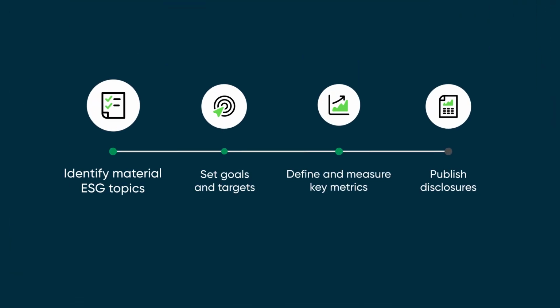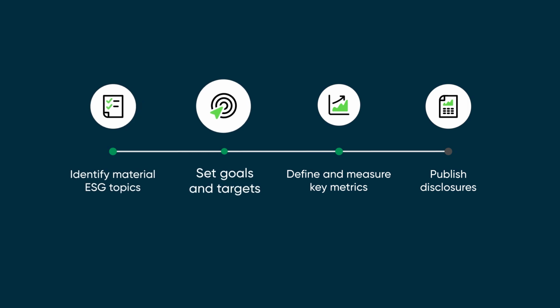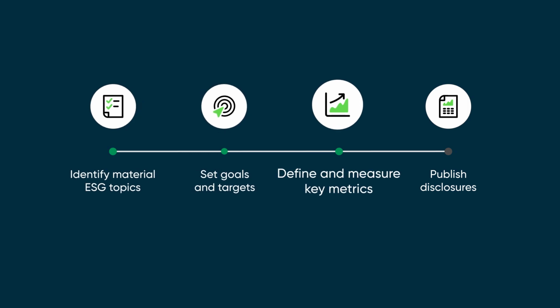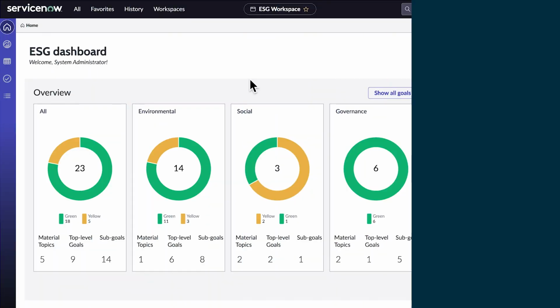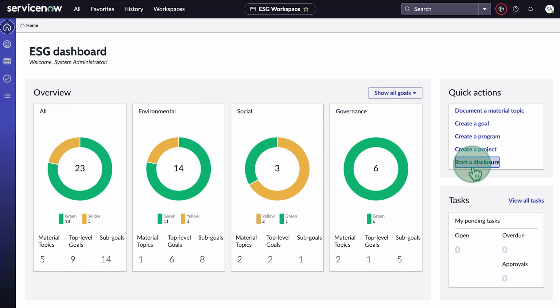So far, we've identified material topics, set goals and targets, and defined and measured key metrics using metric definitions. Now, to reach the disclosure-driven ESG maturity level, we still need to publish disclosures of our ESG activities. We can create a disclosure from the home page.